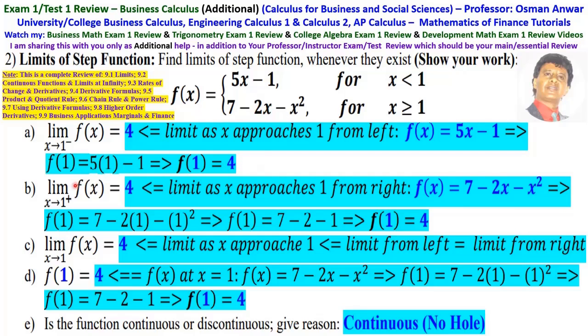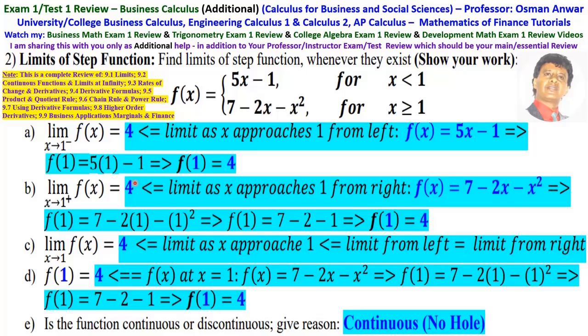From the right, limit as x approaches 1 from the right f of x, and that is when x is greater than 1. So from the right it is this function f of x is equal to 7 minus 2x minus x squared. Then f of 1 is 7 minus 2 times 1 minus 1 squared, which is 4.